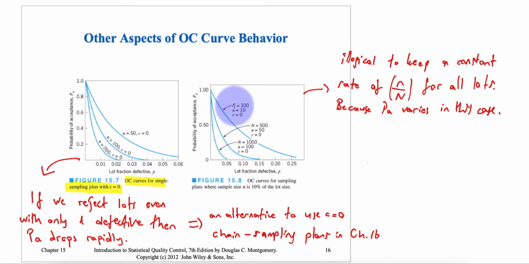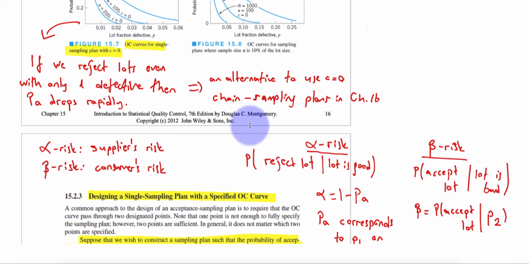In practice, you will try to get as many lots as possible in the same amount. Even if the lot size differs from each other slightly, you will keep your sample size constant. You are not going to change your sample size according to the proportion of the lot size. It will be illogical, and you are seeing this illogical behavior here. All right, let's continue.